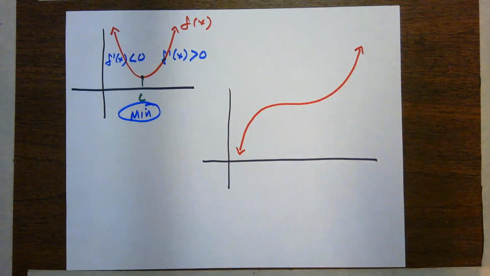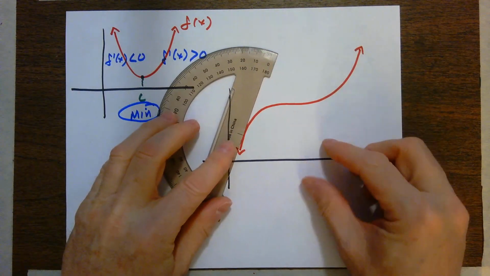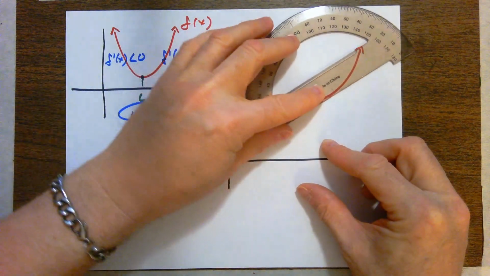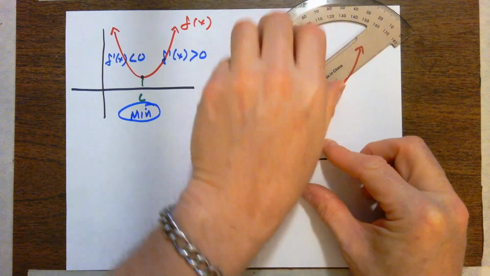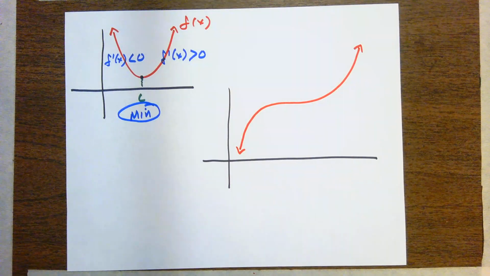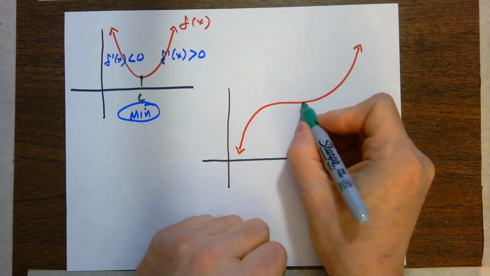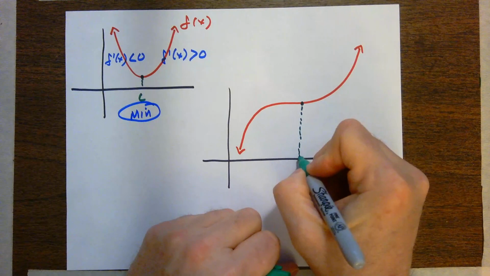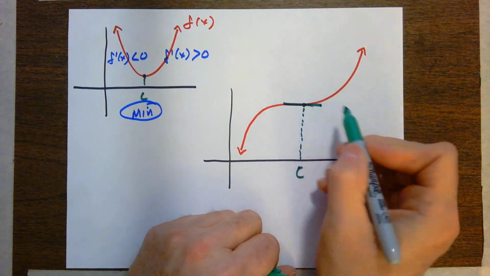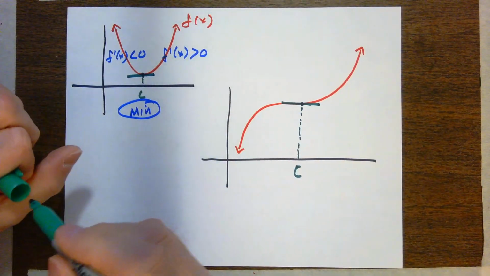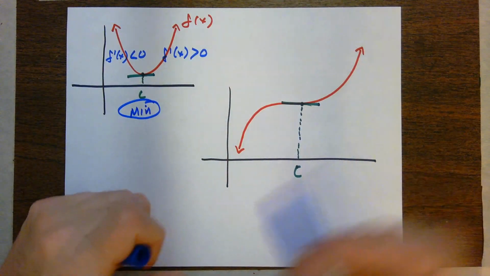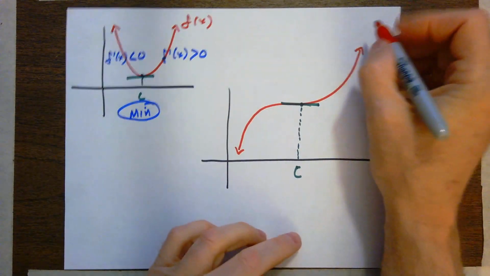Notice that if I look at my tangent lines: positive, positive, positive, positive, positive, 0, positive, positive, positive, positive, and I'm using the edge of the protractor to represent that. Again, I've got this point somewhere right around here at some sort of C, a critical value, where the tangent line is 0, just like the tangent line was 0 here. But notice on this side, and this is my function f of x.